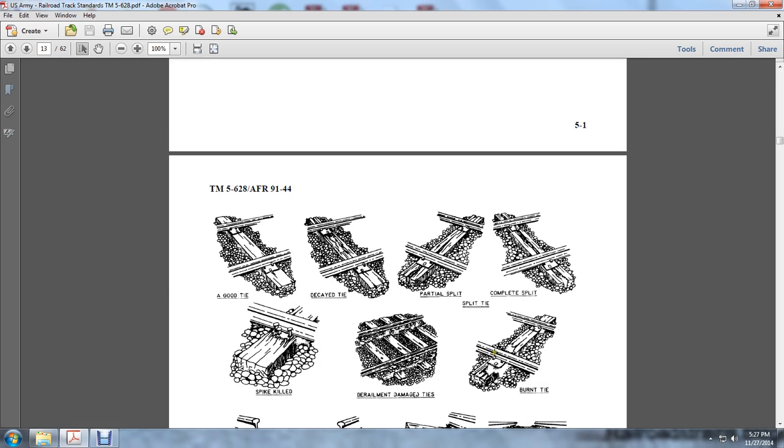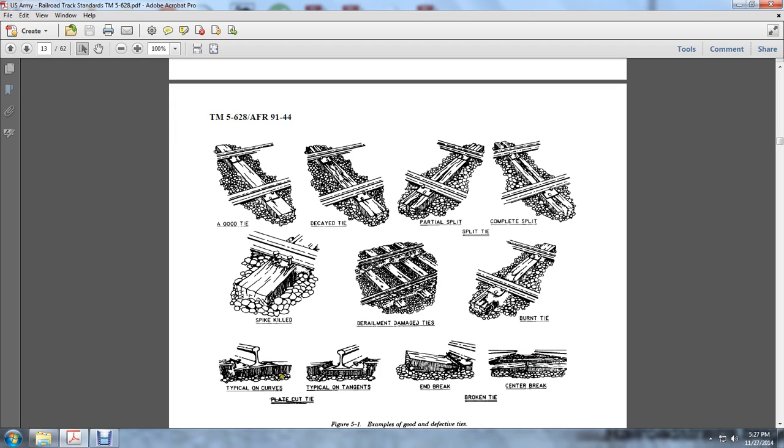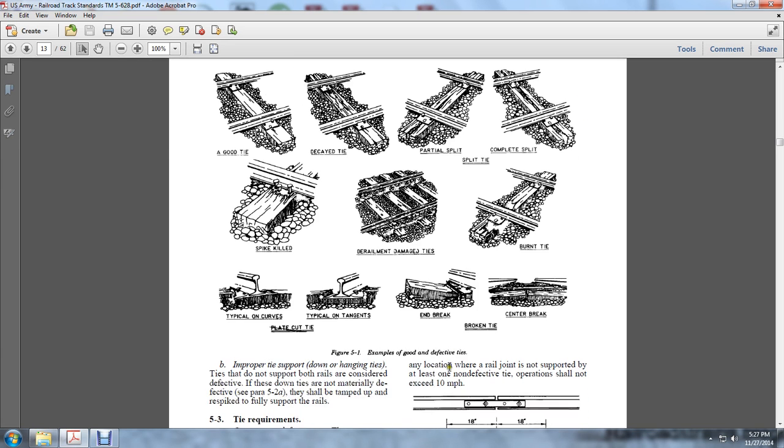The bent tie is one that has been broken underneath the tie. Typical curve defects are ones that have been smashed through by the web in the tie. A typical tangent defect is broken, pushed through the tie. End breaks. These are plate cut ties where the plate has cut the tie. The end break is a broken tie, and a center break.